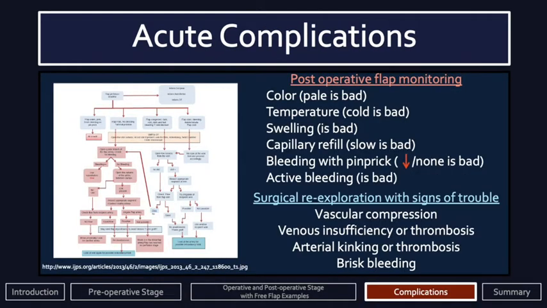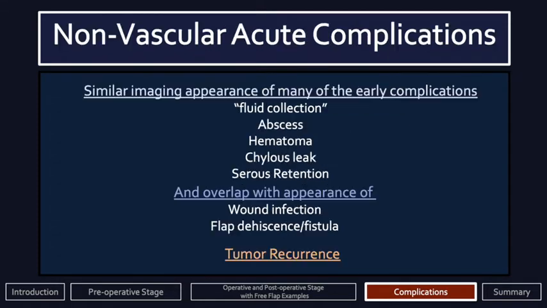Occasionally, we are asked to scan patients for complications. The non-vascular complications that we encounter can be a fluid collection, like an abscess, hematoma, chyle leak, or serous retention, and this will overlap with the appearance of a wound infection or flap dehiscence. Tumor recurrence can occur early, prior to radiation, and you always need to be looking out for that.